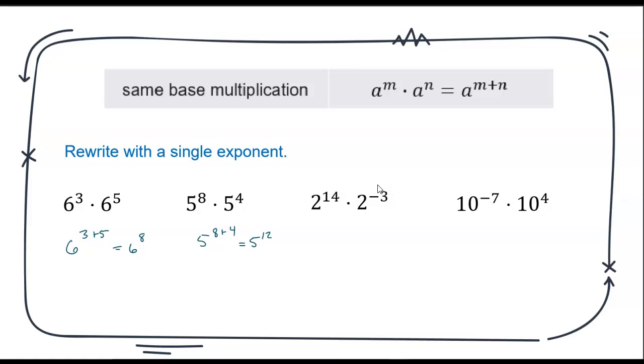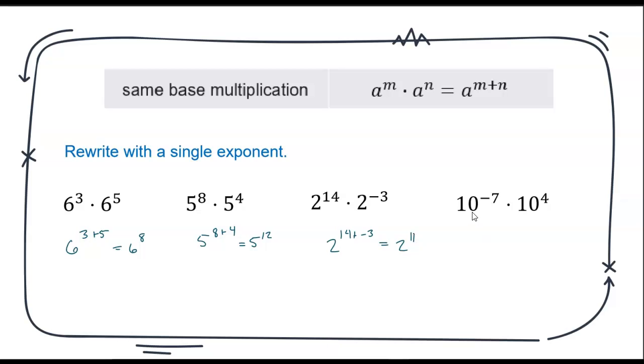Oh, we have a negative exponent here. Is that going to change anything? Do we need to do anything different there? Well, not really. We're just going to add a negative instead. We'll take the same base, base is 2. We add the exponents, 14 plus negative 3. 14 plus negative 3 is 11, so this is 2 to the 11th.